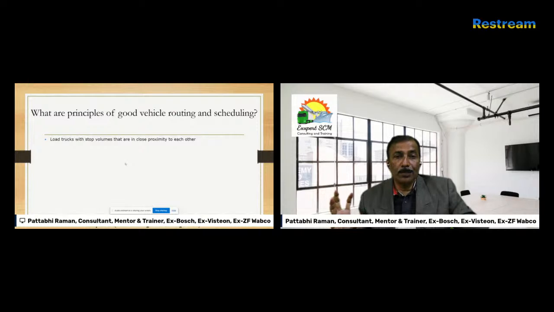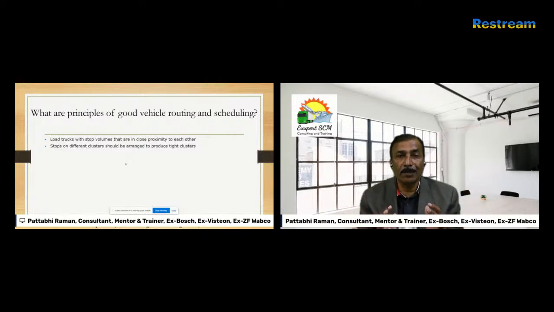So you need to combine these delivery points or stop volumes where they are close to each other. Stops in different clusters should be arranged to produce tight clusters. You need to form clusters of delivery points so that each one is within a close distance inside the cluster, but the clusters can be away from each other.